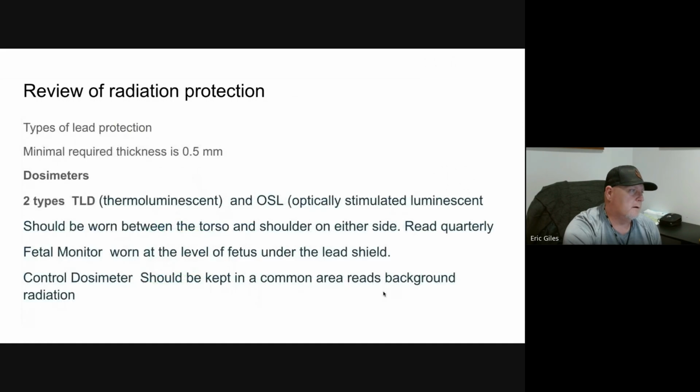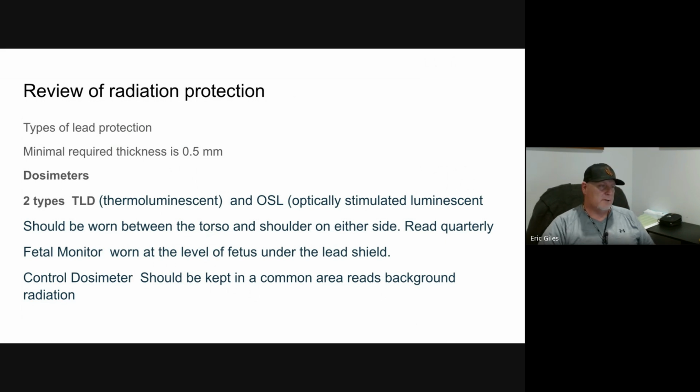Okay. We talked a little bit about different types of lead protection that we use. Thyroid shield, lap lead apron plus a full lead apron. The minimum required thickness is 0.5 millimeter. I'm sure that's probably a test question somewhere along the way. It'll give you 0.25, which they do sell 0.25 lead aprons. But the minimum thickness that we need to work in the medical field is 0.5 millimeters.